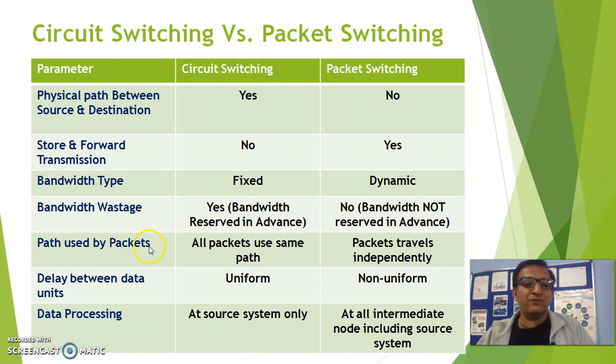Path used for packets: in circuit switching all the packets use the same path, but in packet switching the packets travel independently. Delay between the data units: there is a uniform delay in circuit switching, but it is non-uniform in packet switching. Now if we talk about data processing, it takes place at the source system only in circuit switching, but in packet switching it takes place at all the intermediate nodes including the source system. So it's like that.